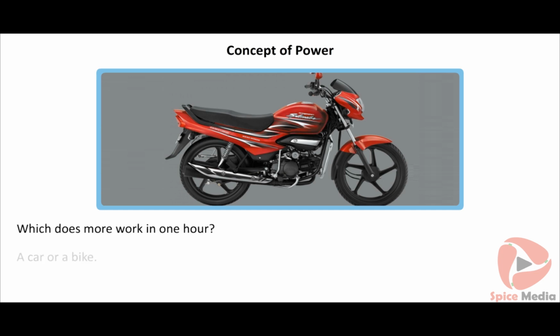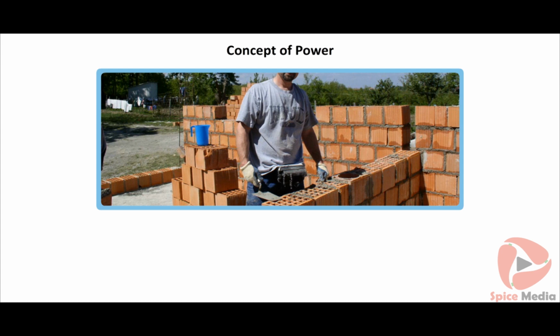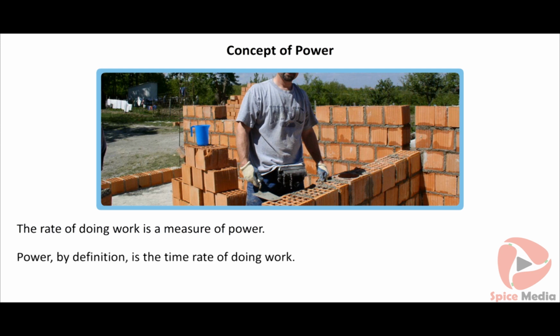Which does more work in 1 hour? Yes, the car does more work. Let us see another example. Tom and Tim are building a wall with bricks. Both could accomplish the work. The amount of work done is the same, but the time taken differs. Thus, work done and work done per time are different. The rate of doing work is a measure of power. Power, by definition, is the time rate of doing work.